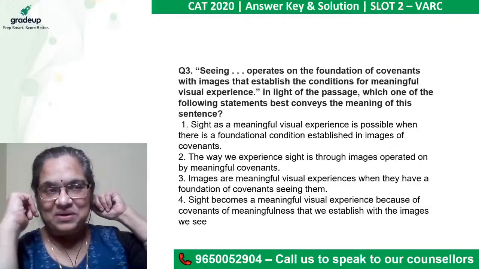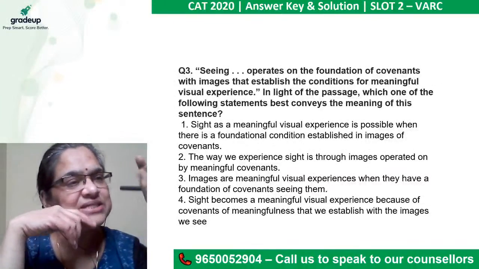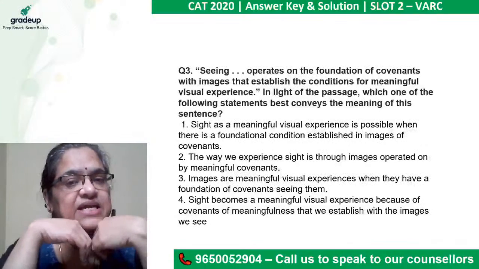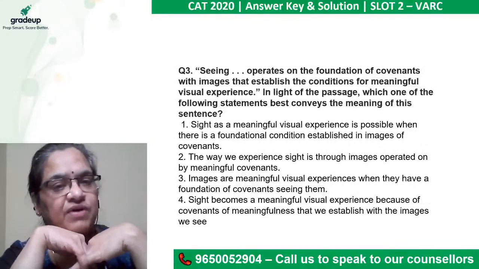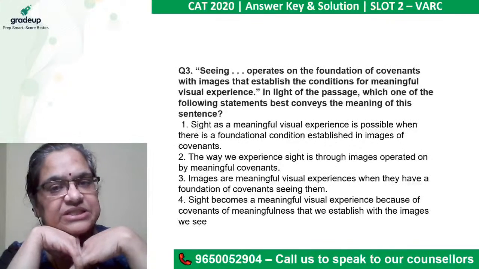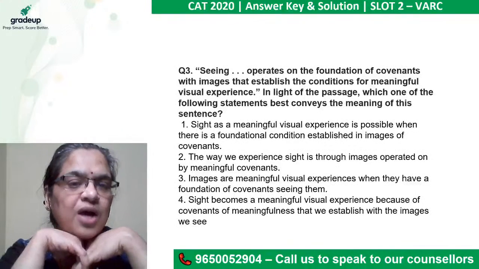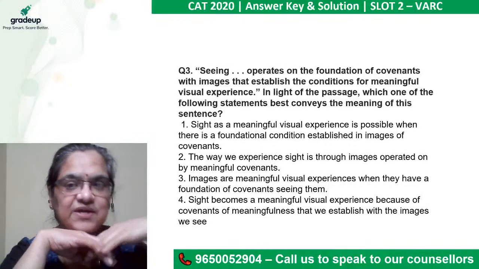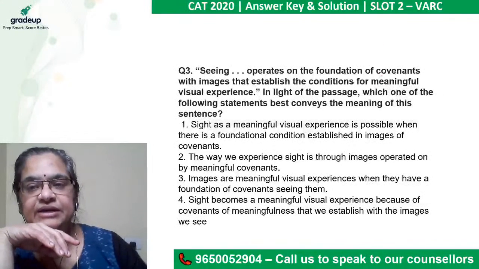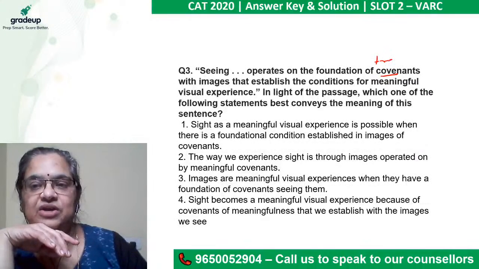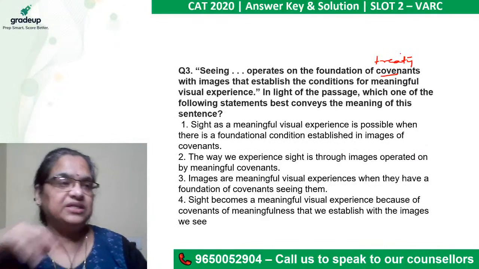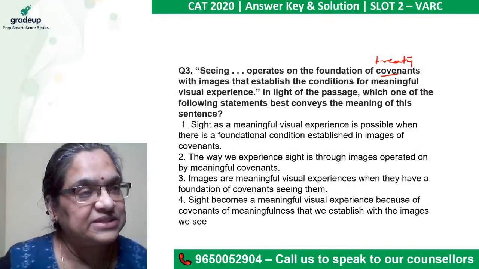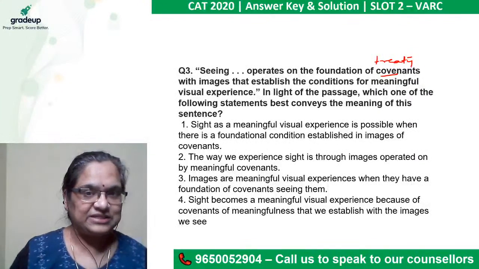This is a good one. This is almost the last line of the passage, where the author says, seeing operates on the foundation of covenants with images that establish the condition for meaningful visual experience. What is the meaning of a covenant? A treaty or a kind of written understanding. Okay, he says, in the light of the passage, what is the meaning of the sentence?